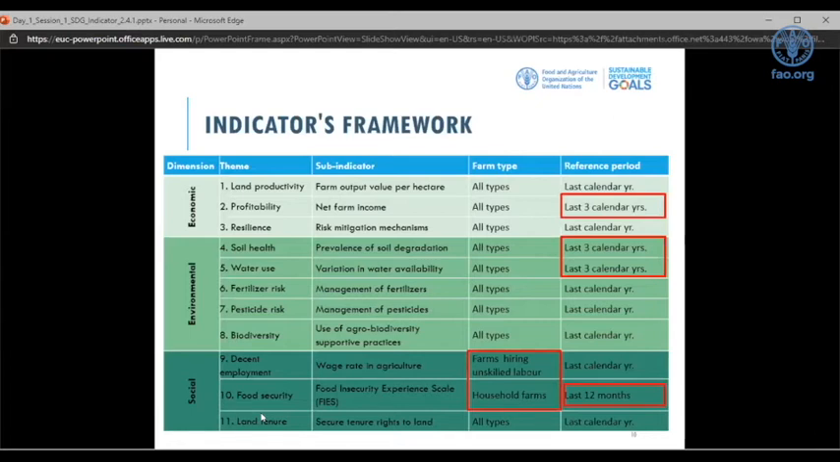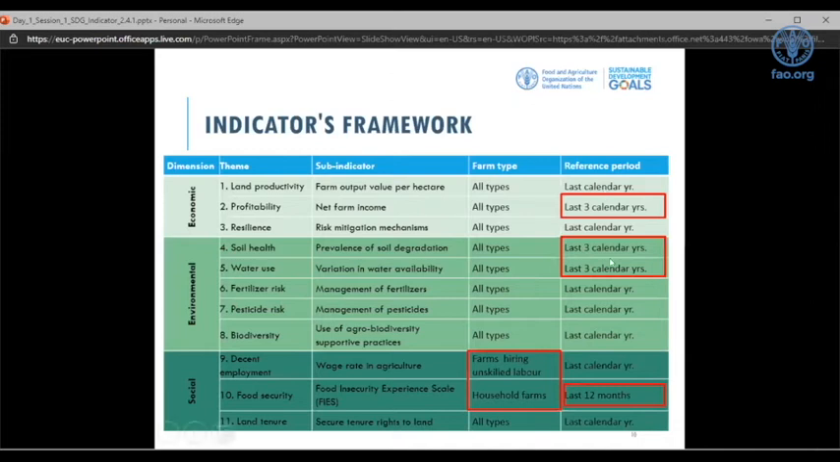So another important consideration that is evident from this slide is, as you can see here, not all the sub-indicators are applicable to all kinds of farming systems. As you can see here, and we will explain that as part of each sub-indicator metadata exercise, within the social dimension, the wage rate in agriculture and food insecurity experience scale are applicable to a certain kind of agriculture holdings.